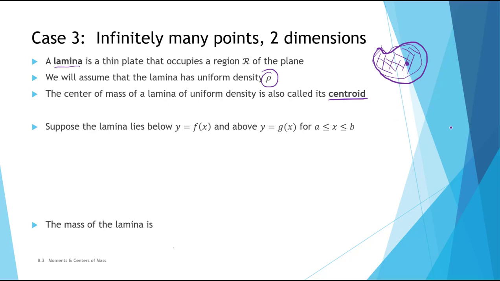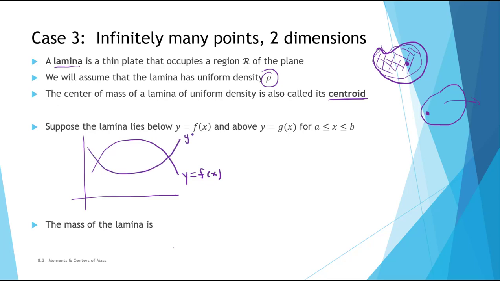Right, and so it's generally somewhere toward the middle is our understanding, right? We can't put a stick under our lamina right here and have it balance, right? It's going to tip over. So for our setup, we are going to suppose that our lamina lies below some curve that we'll call f of x and above a second curve that we call g of x. And it's between x value a and x value b.